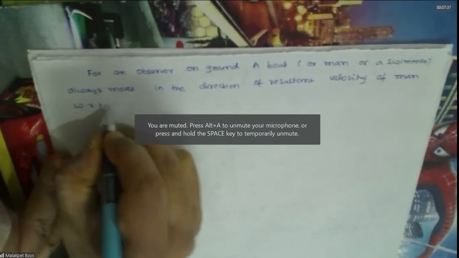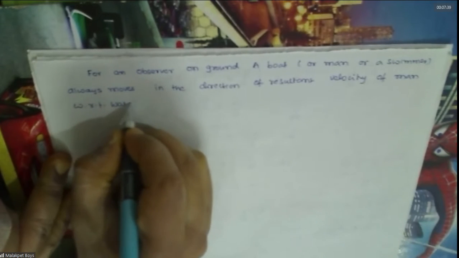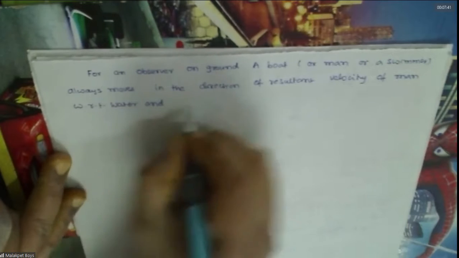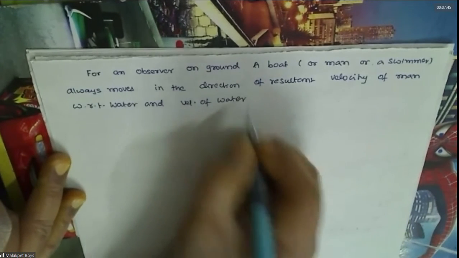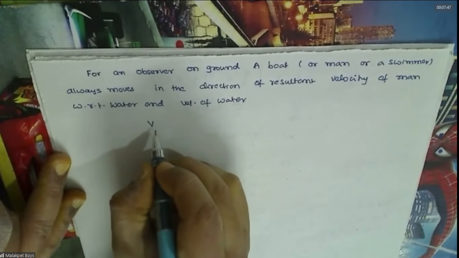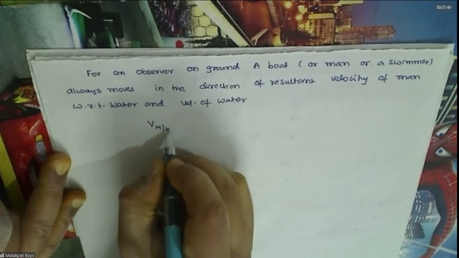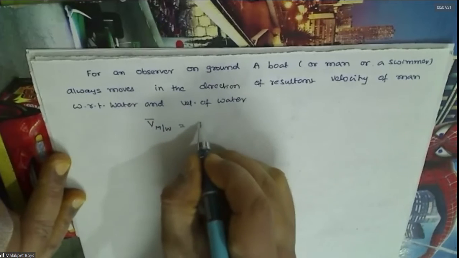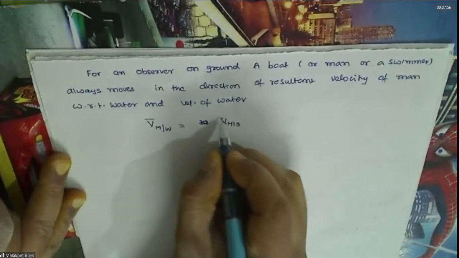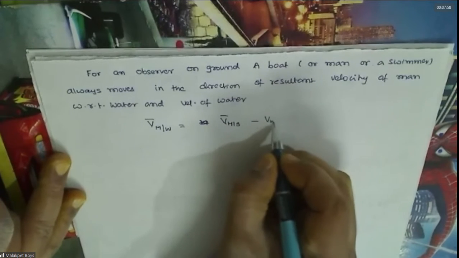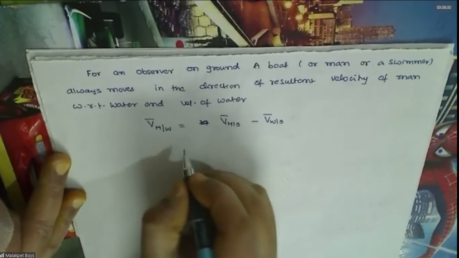With respect to water and velocity. This is what we learned, remember? Yes, sir. That means a man with respect to water or boat with respect to water, we have taken velocity of man with respect to ground minus velocity of water with respect to ground.